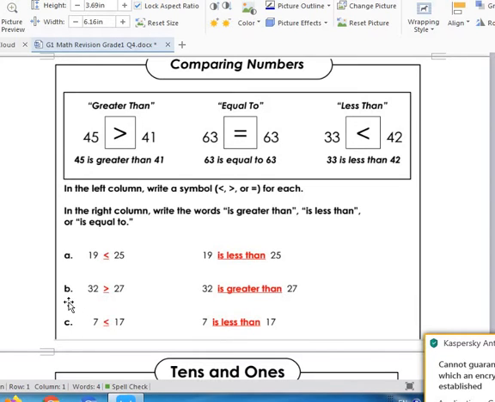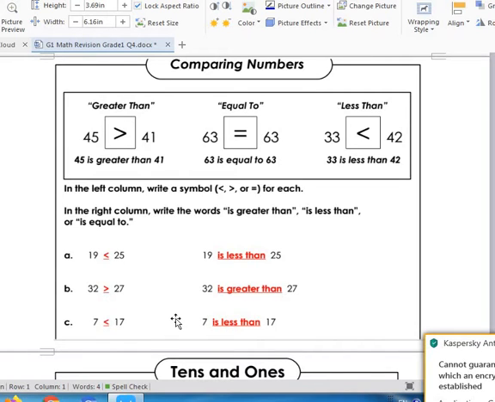Letter B. I have 32 and 27. I start with the left digit, which is the tens, which is 3. Is 3 greater than or less than 2? 3 is greater than 2. So 32 is greater than 27.